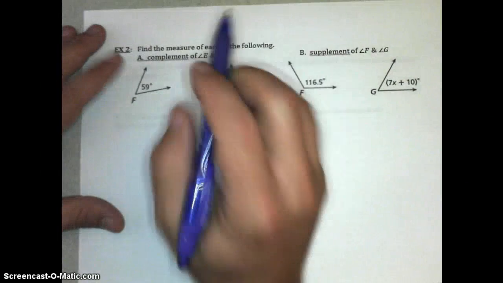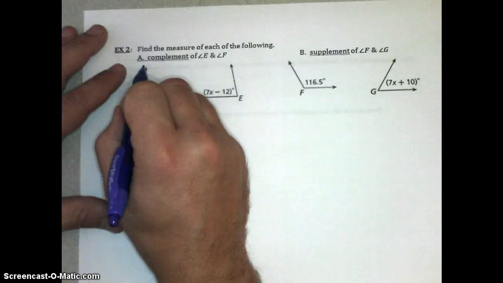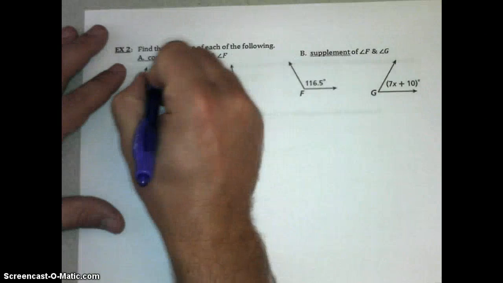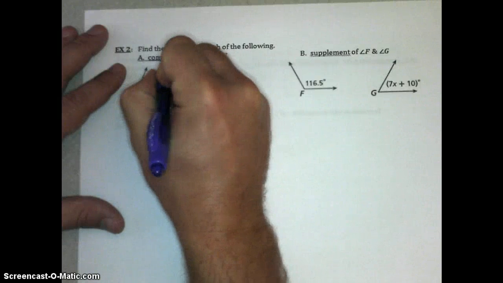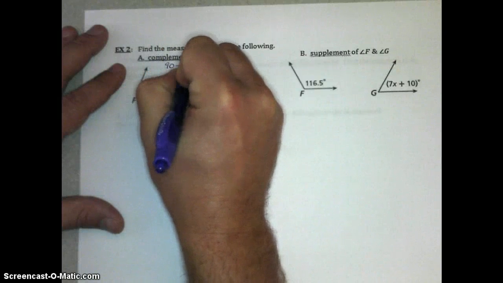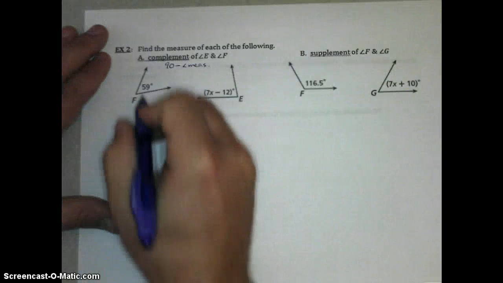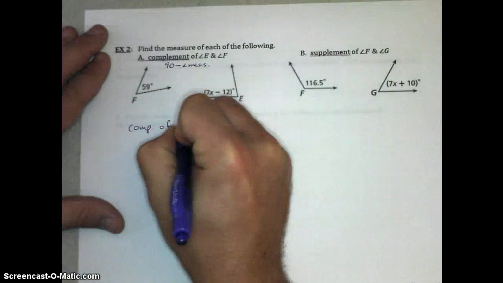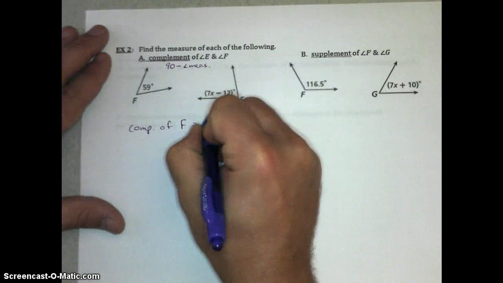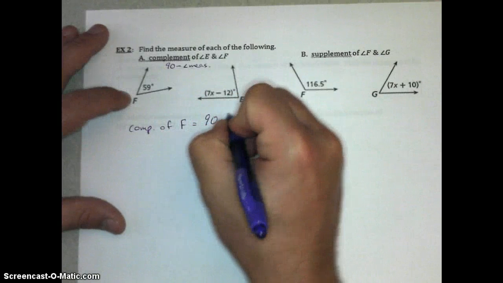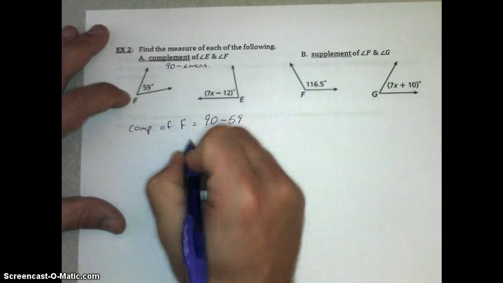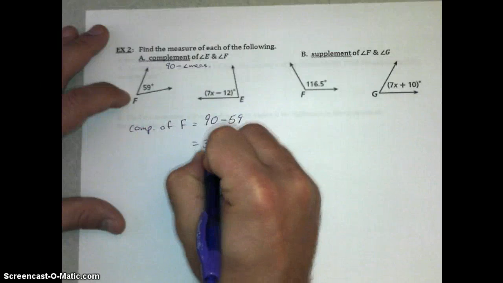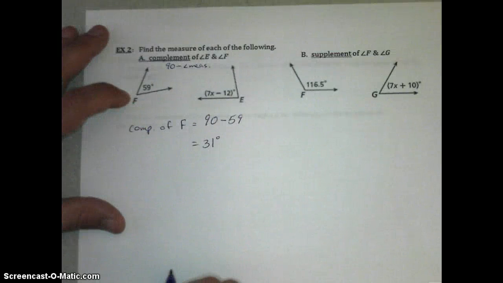So let's find the measure of each of the following. Let's find first in example 2a, a complement of angle E and F here. Complement means we're going to take 90 minus the angle measure. All right, so the complement of F is 90 minus the measure of F, which is 59. And 90 minus 59 is 31 degrees.